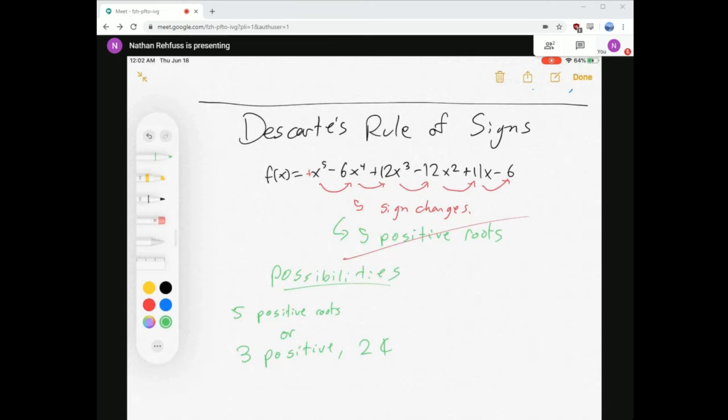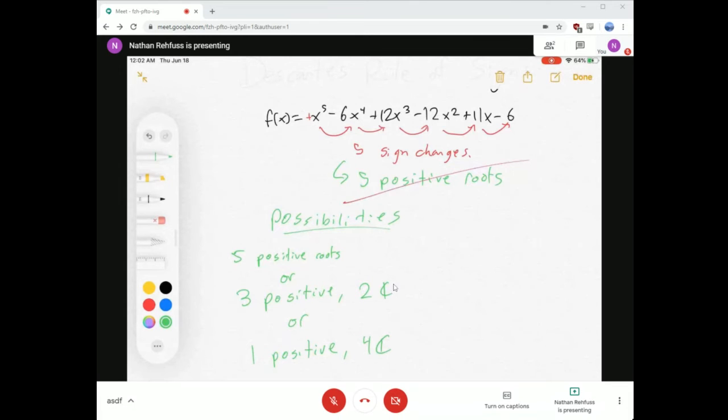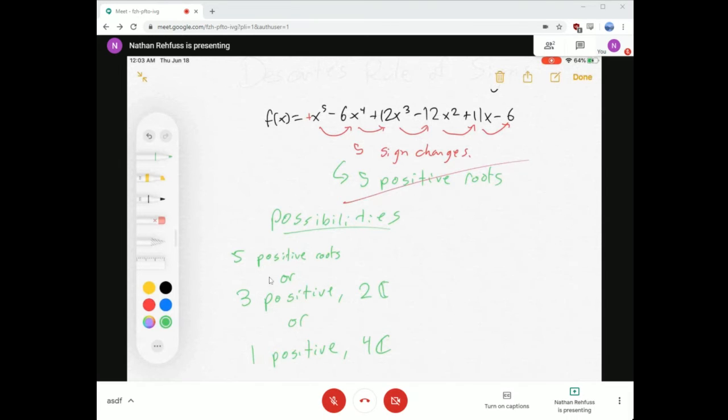But that's not the only option. See, there's room for another pair of complexes. So maybe instead there's only 1 positive and 4 complex numbers. That could also be the case. There, I drew it a lot better this time than that. I'm going to redraw this. The complex number symbol looks more like, yeah, that's not so bad. It's a C with an extra line in it. So there's 3 possibilities. There could be 5 or 3 or 1 positive roots. It's not a wonderful system, but it's the best we've got.